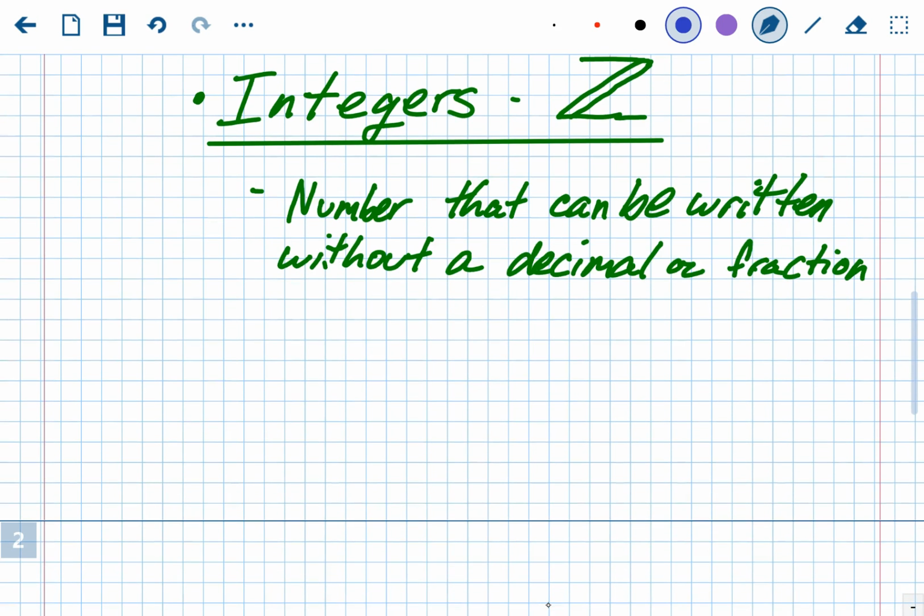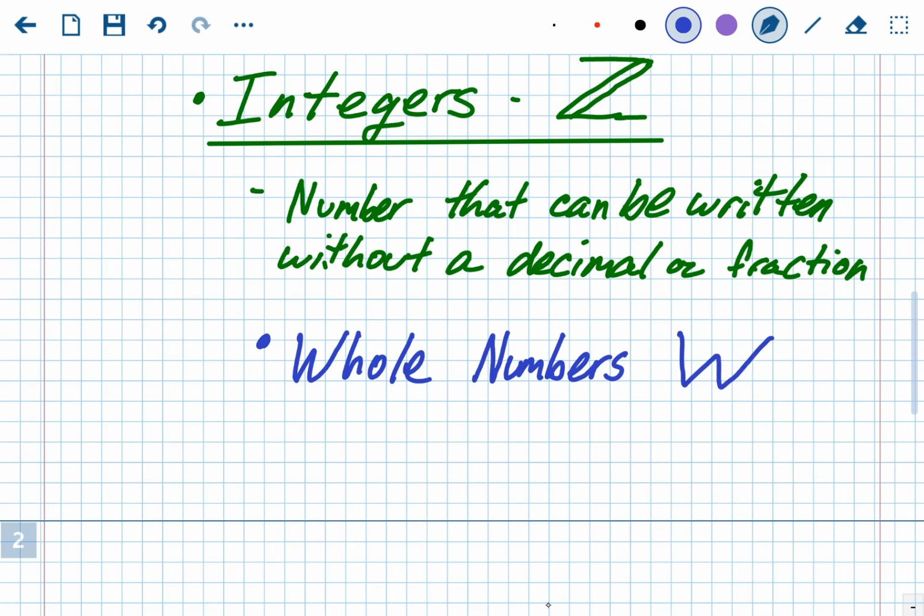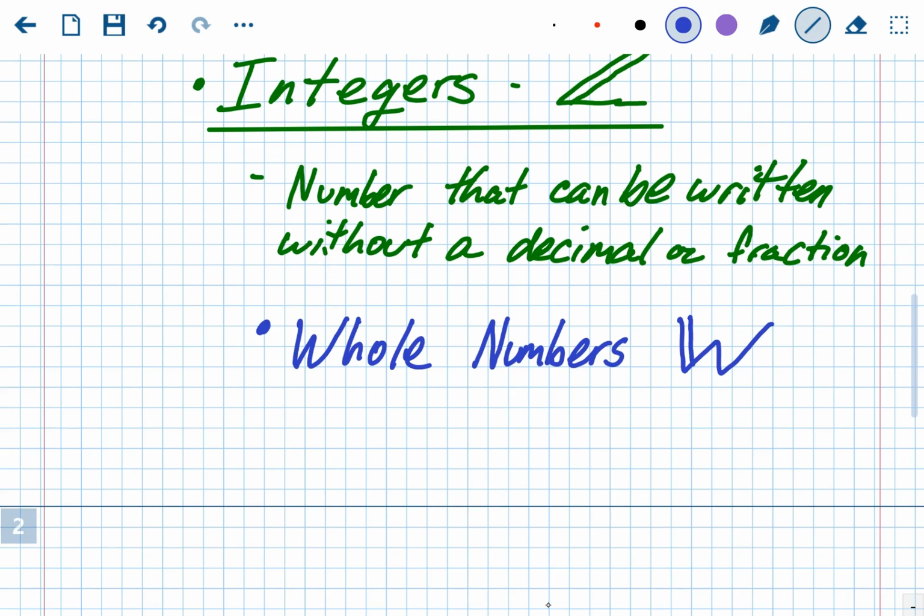Underneath the integer umbrella are whole numbers. Whole numbers get a W, as you might guess, with an extra line through it. I've seen the extra line in the first slant of the W, and I've seen it in the middle slant. It doesn't really matter. We don't write it that much.